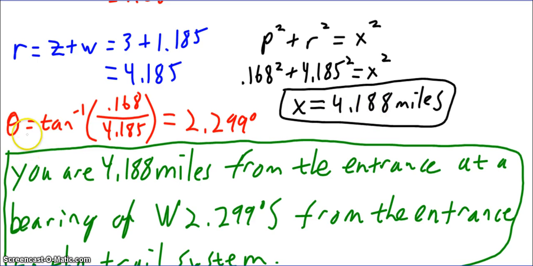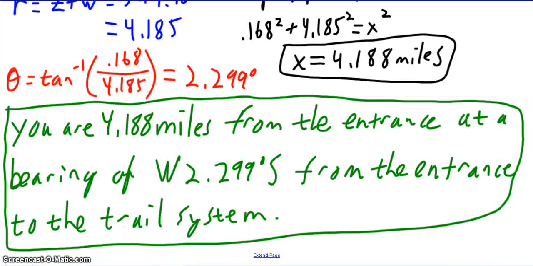And then to find theta, I can do the tan inverse of 0.168 over 4.185, and I get 2.299 degrees. So you are 4.188 miles from the entrance at a bearing of west, 2.299 degrees south from the entrance to the trail system.